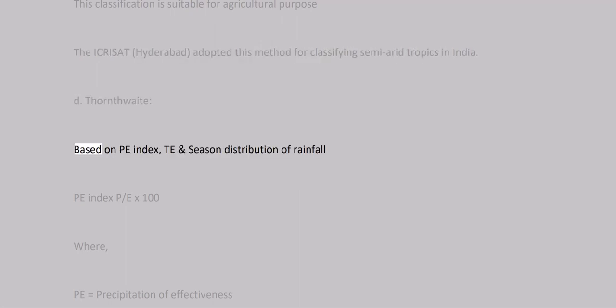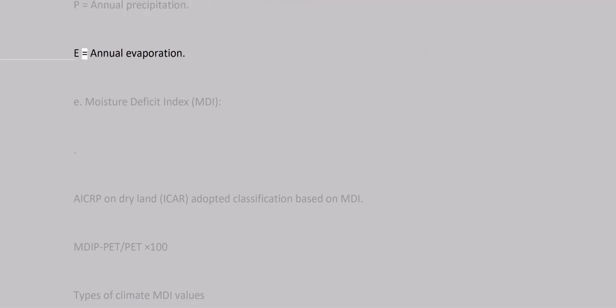D. Thornthwaite, based on PE index, T and season distribution of rainfall. PE index = P/E × 100, where P is the precipitation effectiveness, P equals annual precipitation, and E equals annual evaporation.